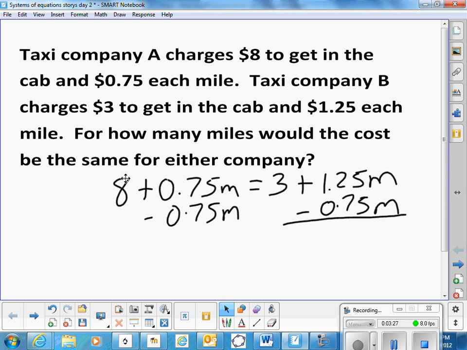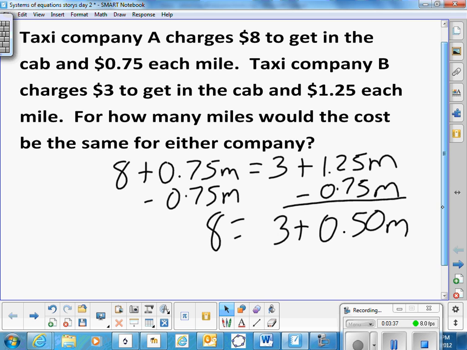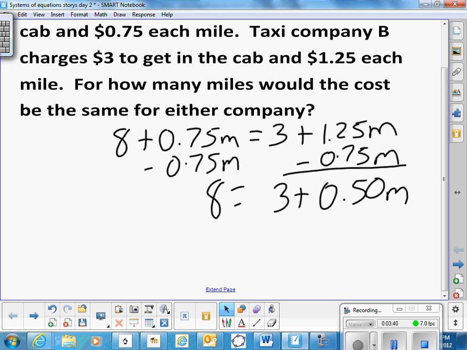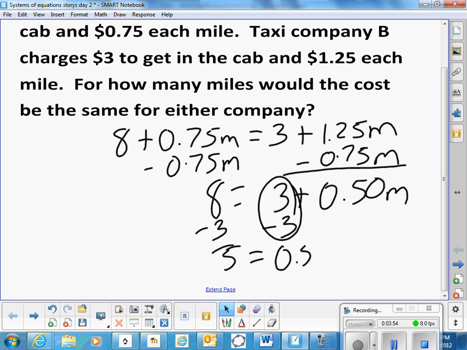$1.25 minus 75 cents is 50 cents per mile. So $8 is equal to $3 plus 50 cents per mile. That value of m would make the original equation true. Let's whittle it down a little more. Subtract 3 from each side. So 5 equals 0 plus 50 cents per mile, or just 50 cents per mile.